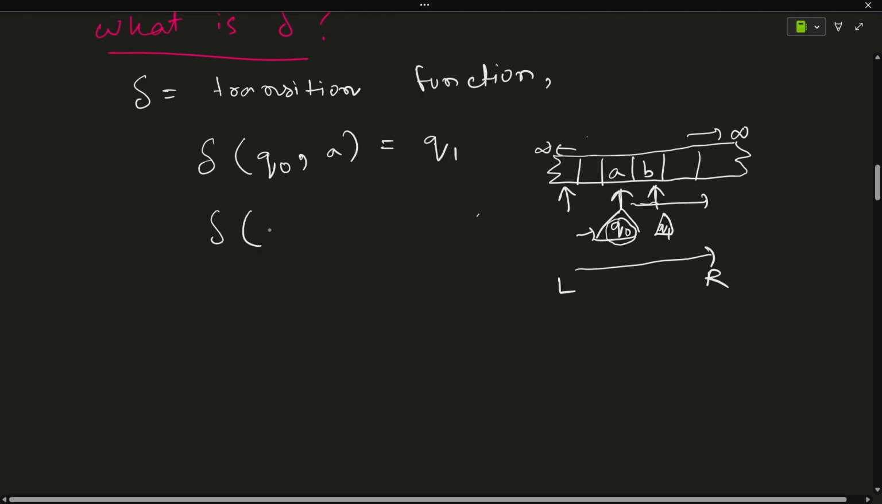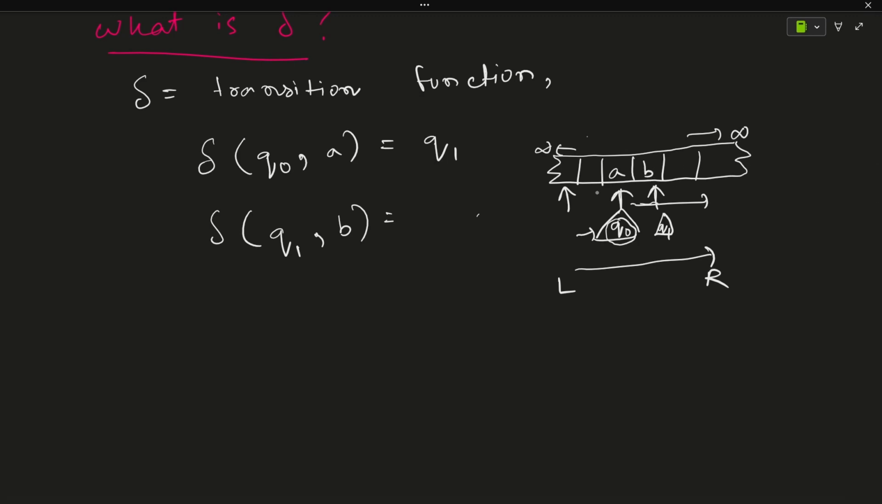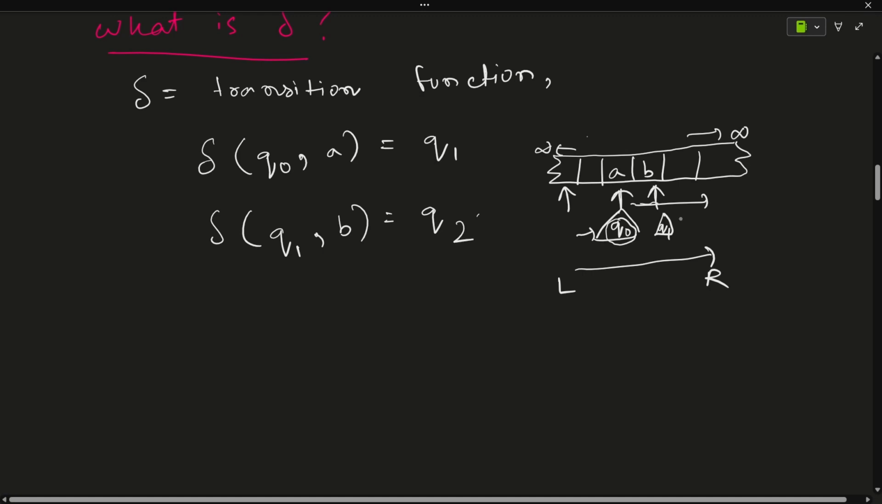And let's see what this does. Let's see another example of explaining transition function. So Q1 comma B. Q1 on reading B will move to Q2. Okay, this is transition function. It is a function from which we can identify what will be the state after one state reads a cell.